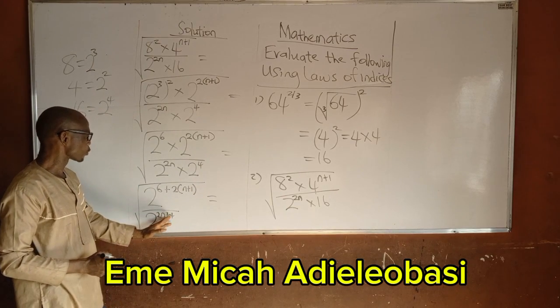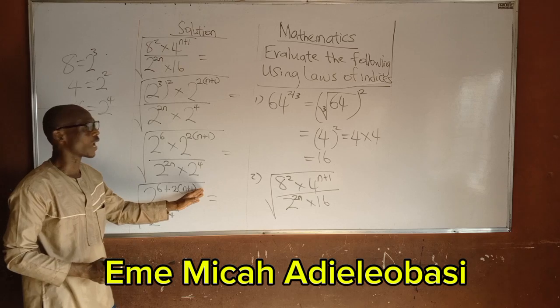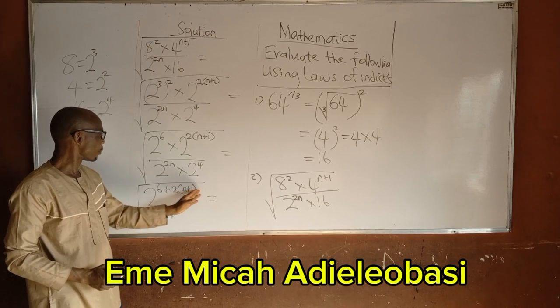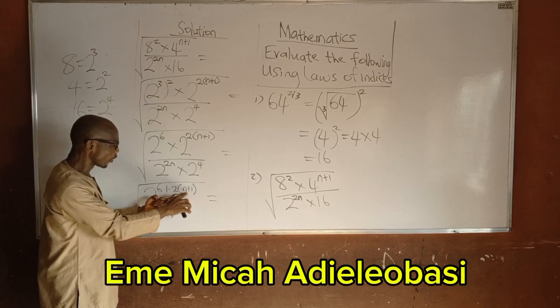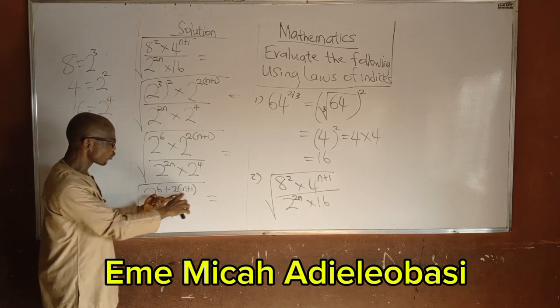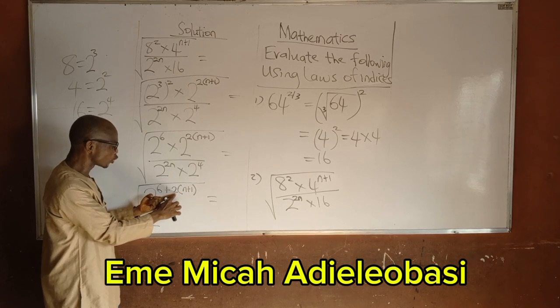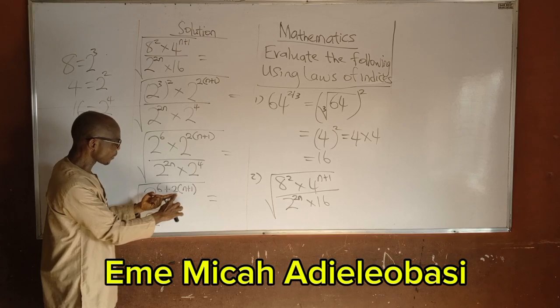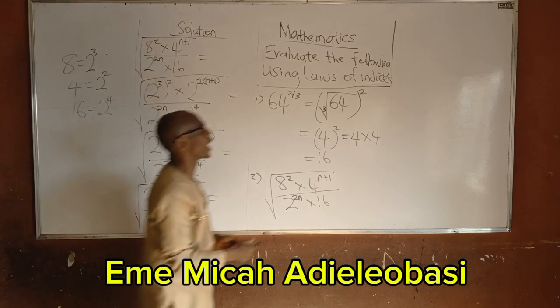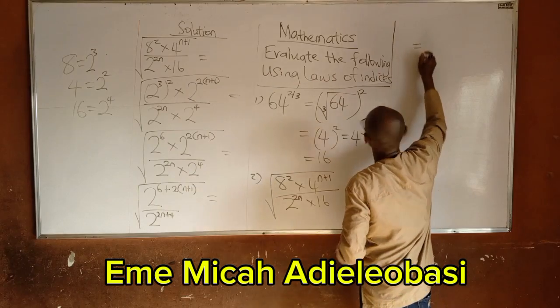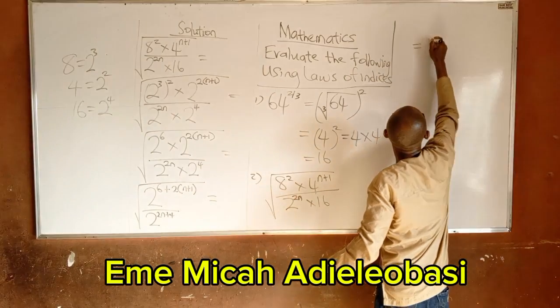Since we've got it up to this point, now let's add up these values. For us to add up these values, we are going to open this bracket by using 2 to multiply. We multiply 2 times n and 2 times 1. So what do we have?